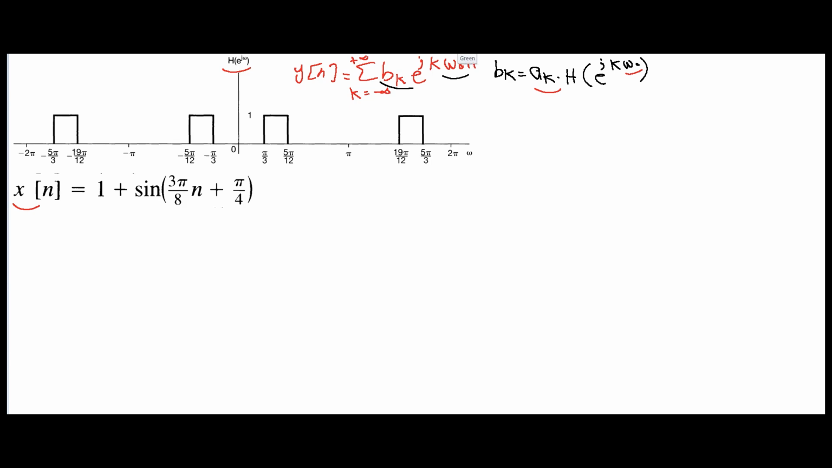For signals of the form e^(jωn), sin(ωn), cos(ωn), the period is related to ω. We know that ω0 equals 2π divided by N, and also N equals 2π divided by ω times m. So if we find ω, we can compute the period N.